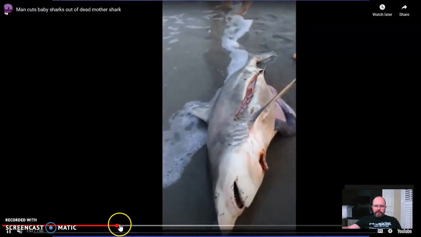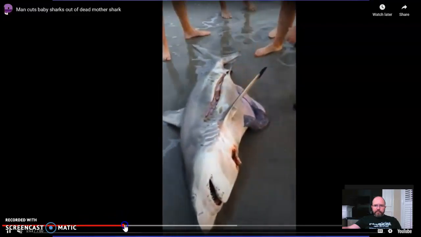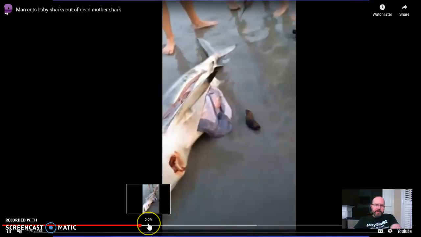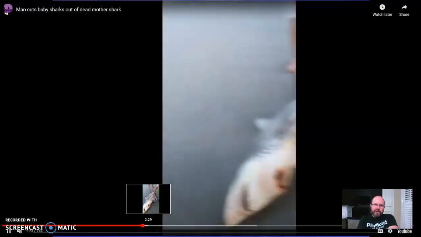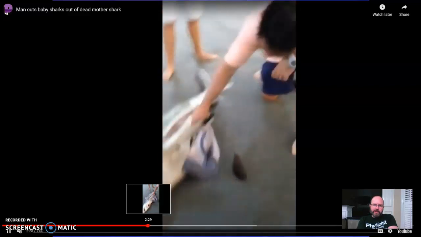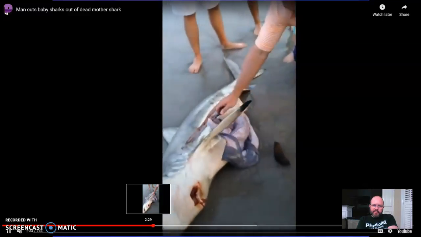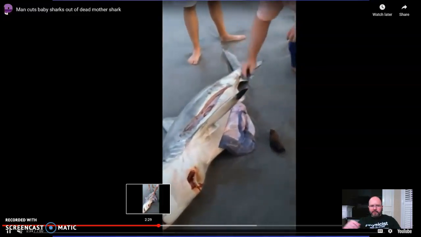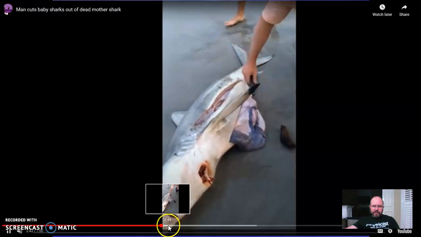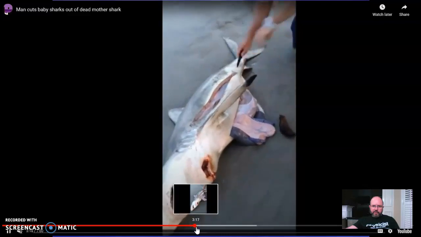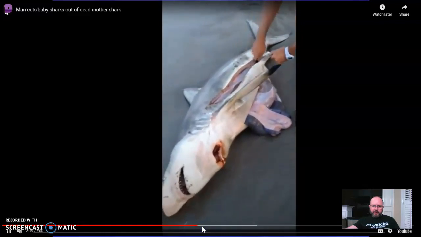And I'll probably, let's see if we can just bump ahead a little bit. Pulling out more of the guts, poking and prodding, and now you can see that movement that originally attracted them to this dead shark carcass, because why else would you be poking at a dead shark carcass unless you saw something else going on in there? And he's got a pretty sharp pocket knife. Hopefully he's not cutting those sharks up. I don't think he does any damage to them, but he seems to be trying to be at least a little bit careful there. And he's cutting through all of these membranes to where the baby sharks are.